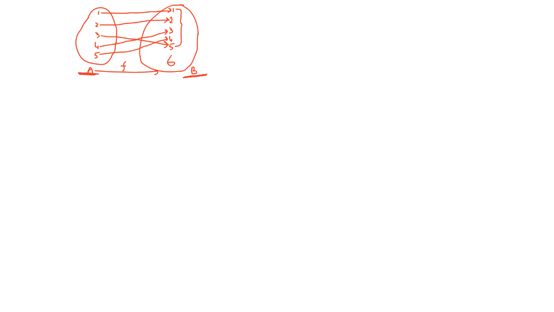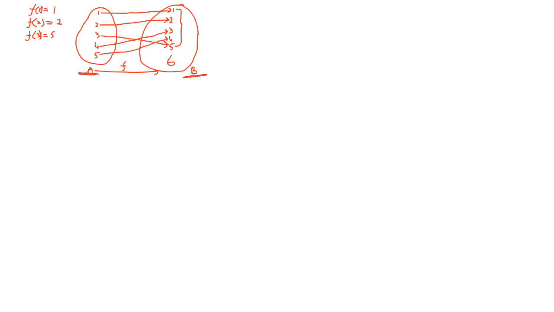You write f of 1. F of 1 is how we come? Can you tell me? F of 1 is 1. Yes. And f of 2, how to write this? F of 2 is 2. Okay. And f of 3? F of 3 is 5. 3 goes to 5.